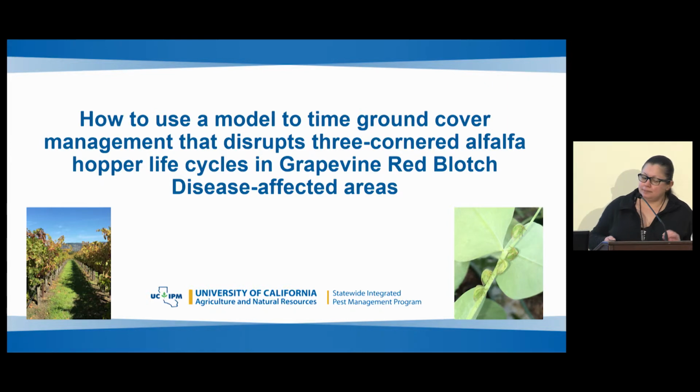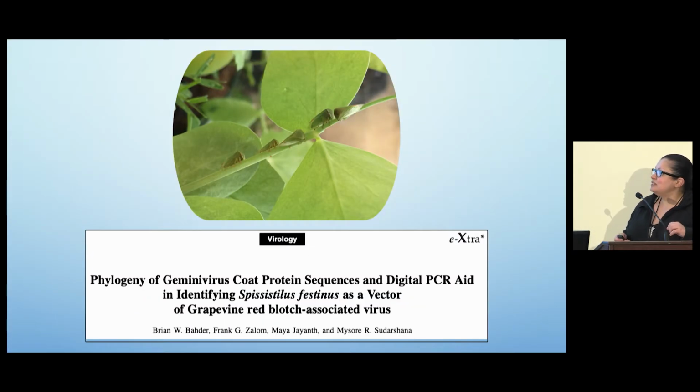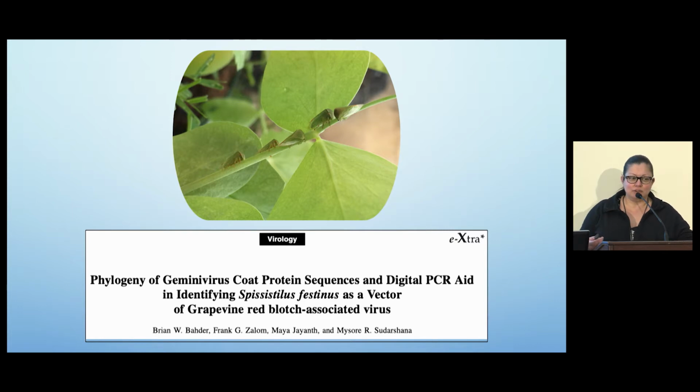Okay, good afternoon, everyone. My name is Cindy Kron, and I'm the IPM advisor. I cover Napa, Sonoma, Lake, and Mendocino counties. Today, I'm going to talk about how to use the model to time ground cover management that disrupts three-cornered alfalfa hopper life cycles in grapevine red blotch disease-affected areas. Very long title. So starting out, you guys have already seen this slide from other presenters.